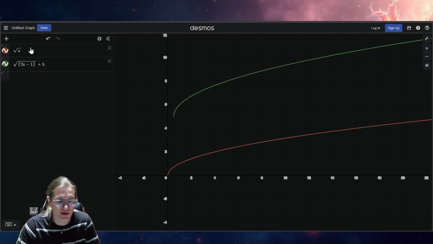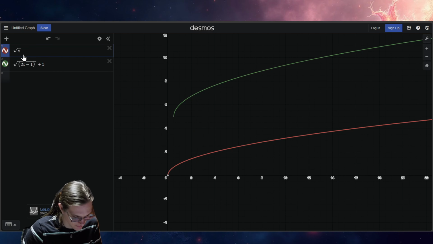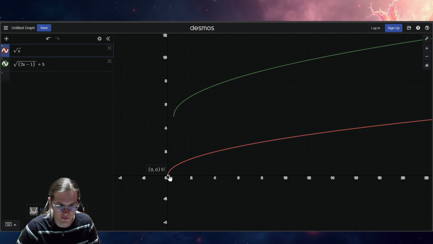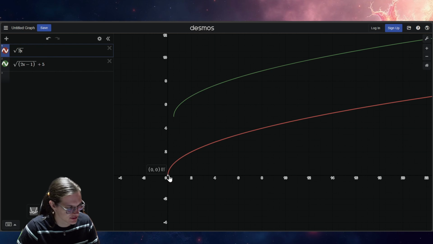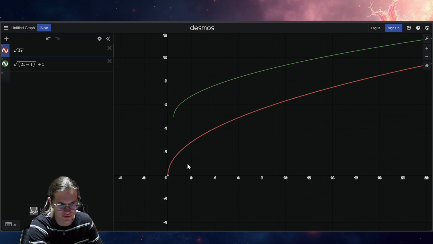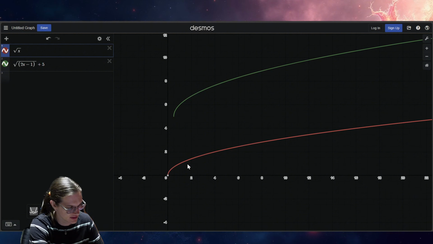So let's say we want to get from the red graph to the green graph. The first thing we would do is start by multiplying the input variable x by 2. So we're looking at red right now. Multiply it by 2, you see it gets stretched vertically. See how it moves? It's the same graph, but stretched vertically. So if I put 4, it'll be stretched by even more. 8, it'll be stretched by even more vertically.